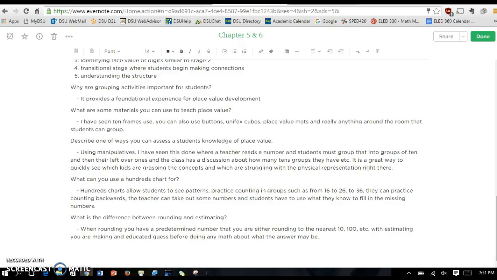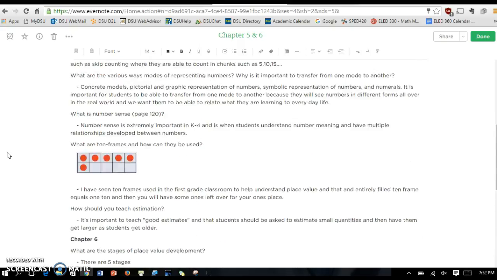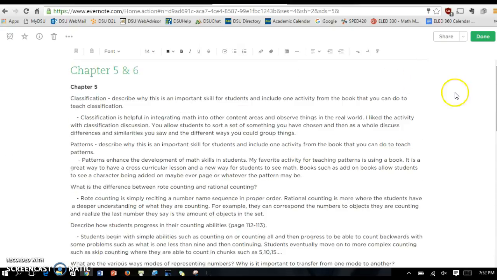I've seen hundreds charts used for a lot of things, like I talked about earlier, like patterns, and there's so much you can do with those. And then rounding and estimating: what I gathered is that with rounding, you have a predetermined number and you round to the nearest 10, 100, or something. With estimating, it's more of an educated guess before you do any math about what the answer will be. So those are my notes for chapter 5 and 6.